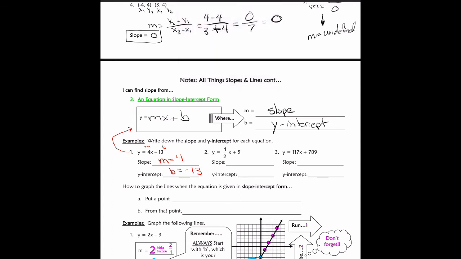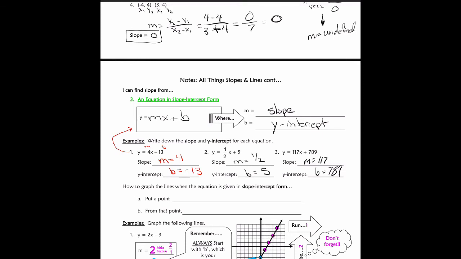All right. Next one, y equals mx plus b. So m would be 1/2. My y-intercept would be 5. Last one, slope is 117. Y-intercept, 789.